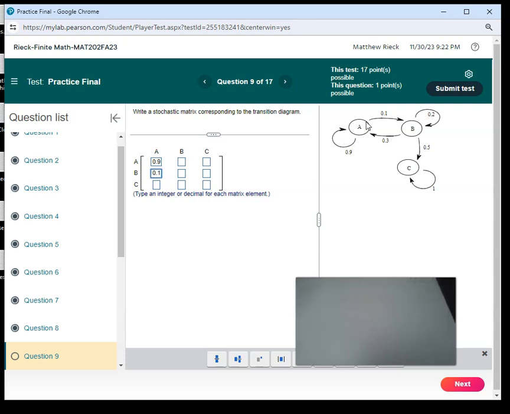And then there's no line connecting A to C, so transitioning from state A to state C is going to be 0. Same idea here. From B to A, we have 0.3. Again, just by looking at the diagram, staying in B is going to be 0.2. And from B to C is going to be 0.5. And then once it arrives in state C, it's going to stay in state C. So we have 0, 0, and then 1.